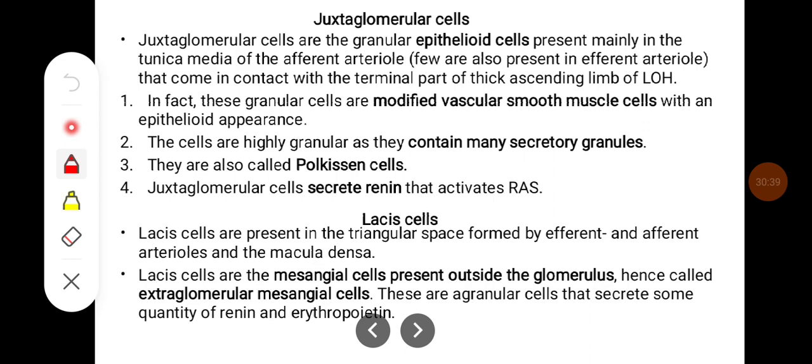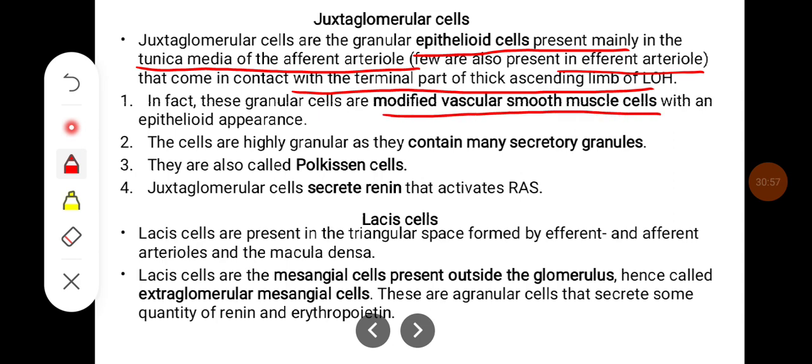Juxtaglomerular cells are the granular epithelioid cells that are present mainly in the tunica media of the afferent arteriole. Few are also present in the efferent arteriole that comes in contact with the terminal part of the thick ascending limb of the loop of Henle. In fact, these granular cells are modified vascular smooth muscles with an epithelioid appearance. The cells are highly granular as they contain many secretory granules. They are also called Pulkin's cells. Juxtaglomerular cells secrete renin that activates the renin-angiotensin system.